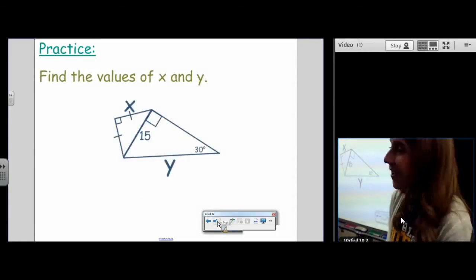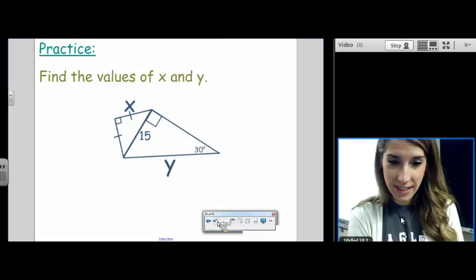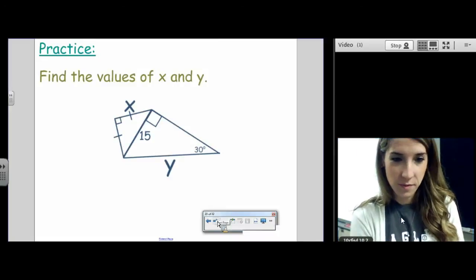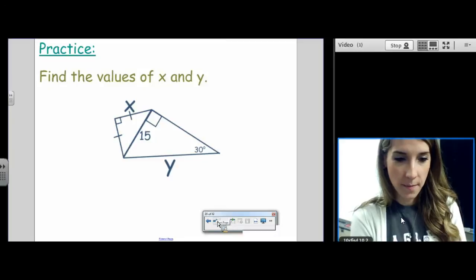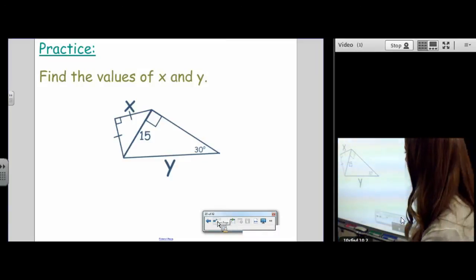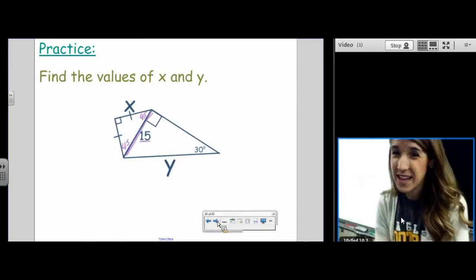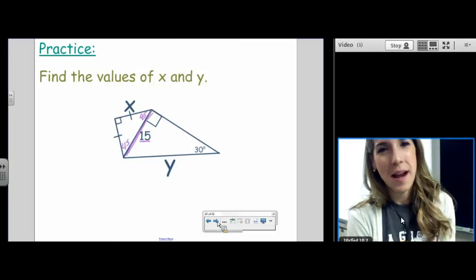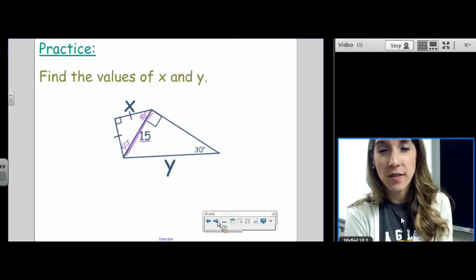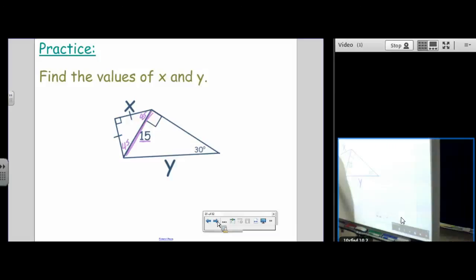All right. Ooh, 2 for 1. We have a 45, 45, 90 and a 30, 60, 90 all in one. Solve for x and y. In our 45, 45, 90 triangle, 15 is the hypotenuse. That's bad news because we have to divide by root 2. Remember, when you're looking for a leg, you divide, whereas when you're looking for that hypotenuse, you multiply.